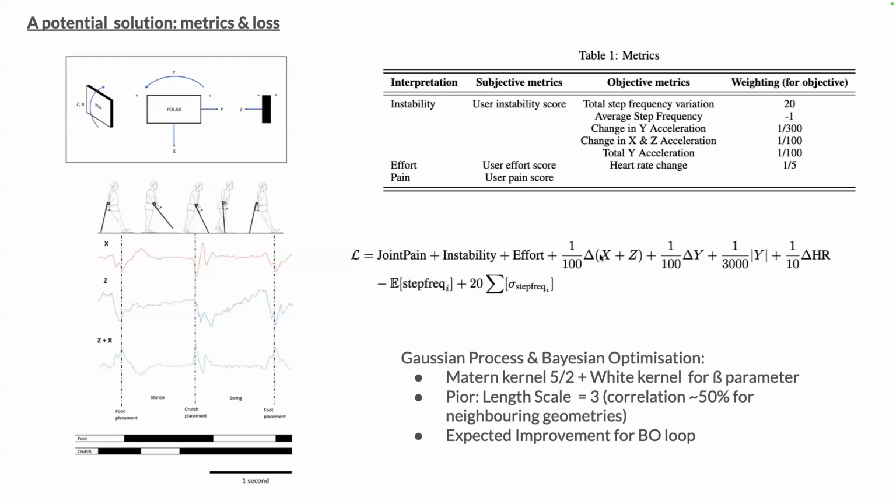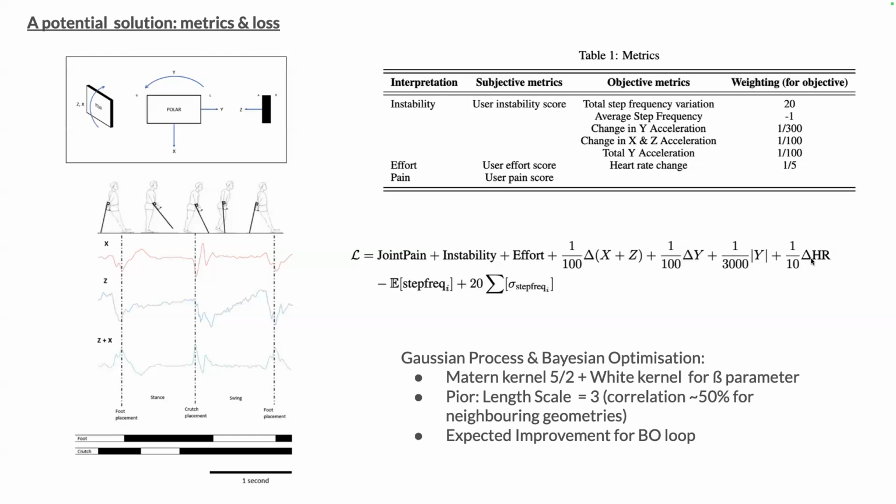The idea behind that is that if you're crutching energetically, the X plus Z acceleration is going to be quite high. And if you start to feel fatigue or instability, you're going to gradually slow down. The energy you're putting in the crutching isn't going to be able to be maintained. So we want this change to be as low as possible.